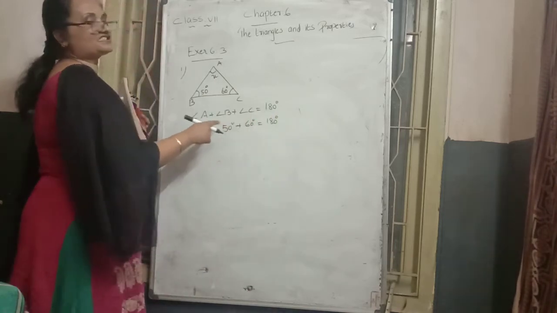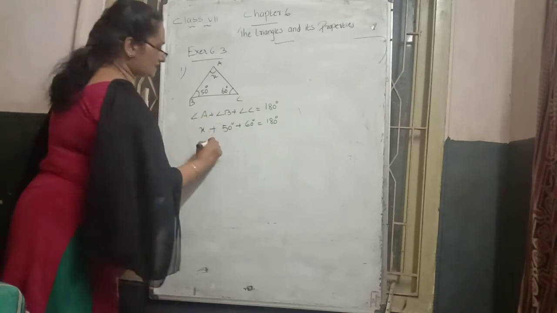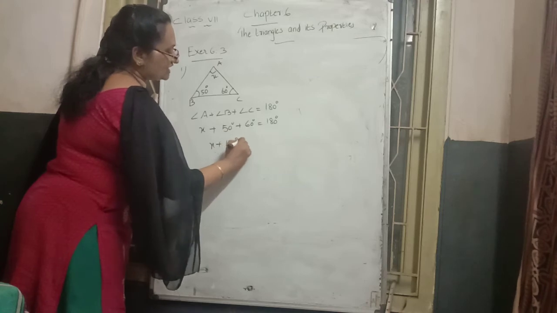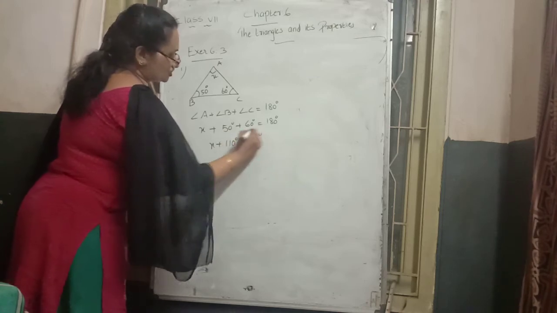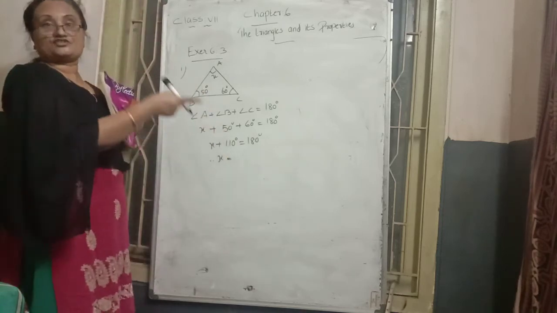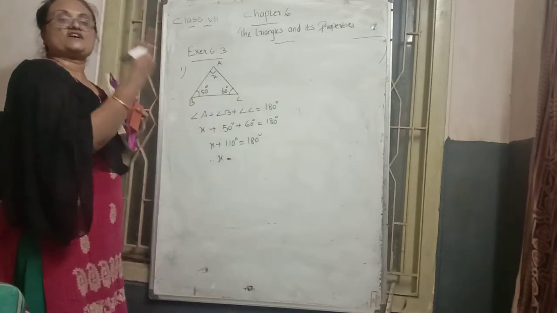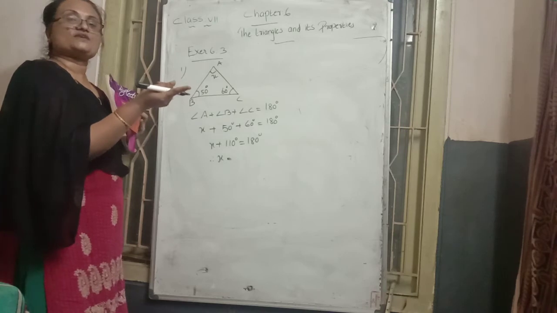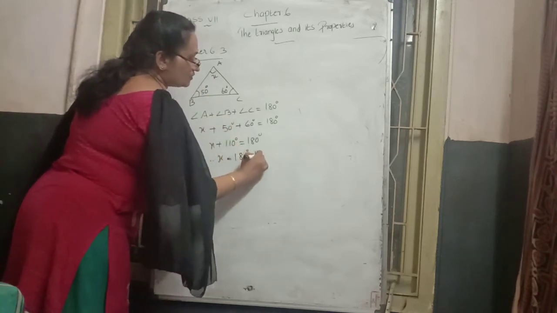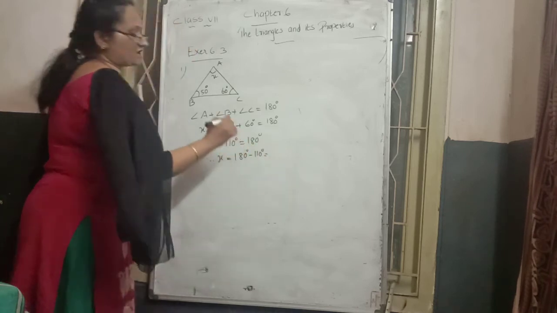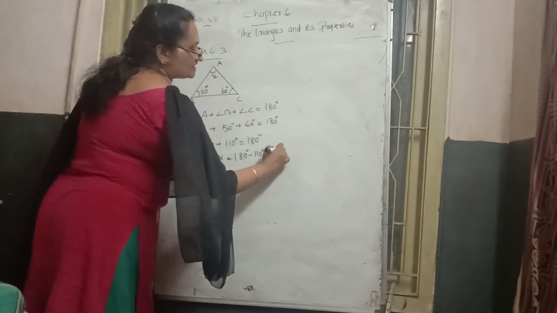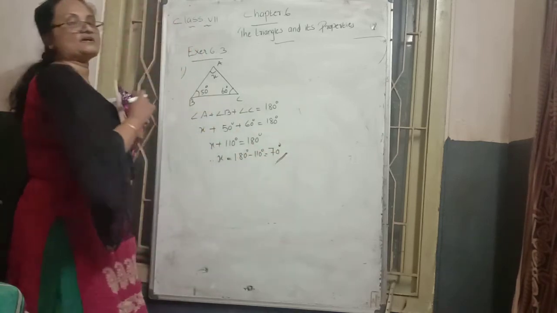And 50 plus 60 becomes how much degrees? 110 degrees. So X plus the known values added, 110 degrees, is equal to 180. Our aim is to find the X value. So plus 110 sent to the opposite side becomes minus. So 180 subtracted by 110 degrees. 180 minus 110 becomes how much? 70 degrees. X value becomes 70.